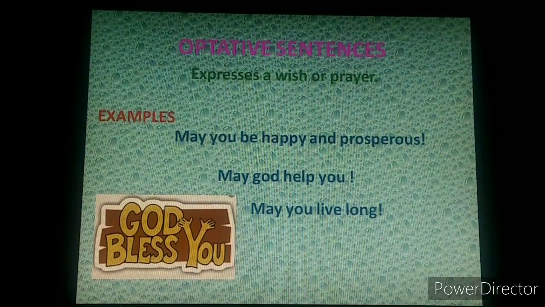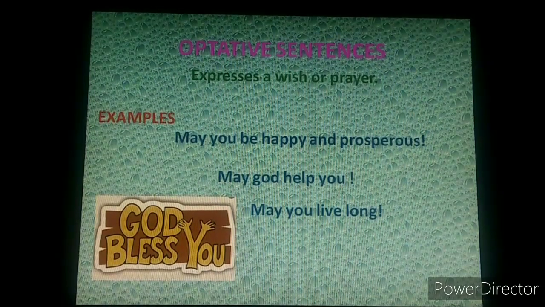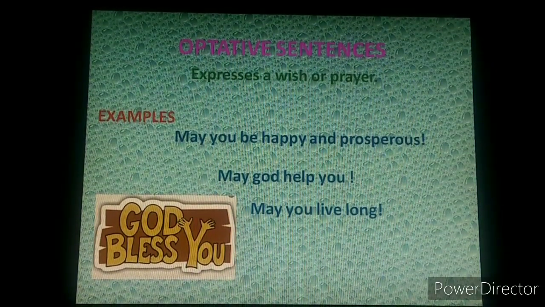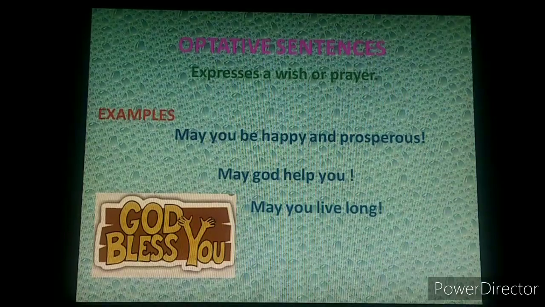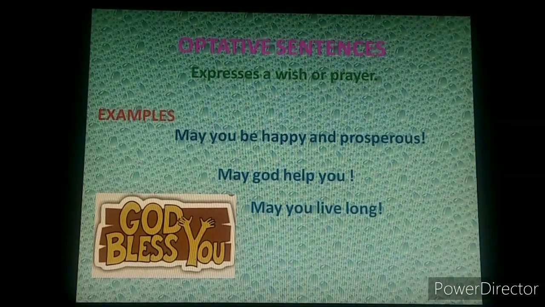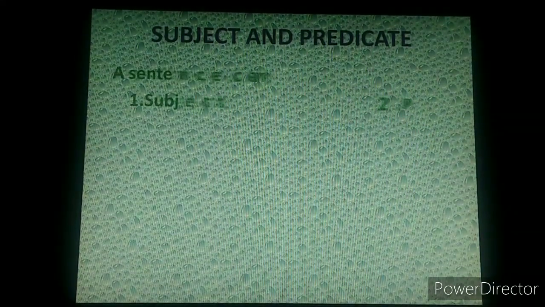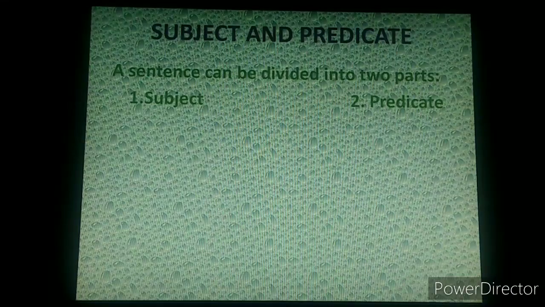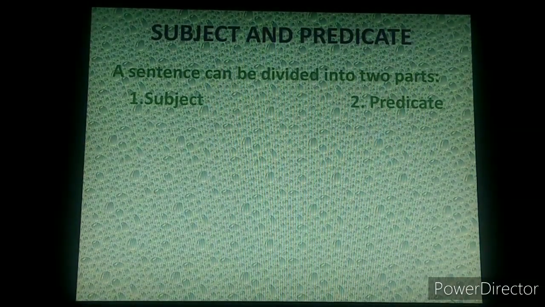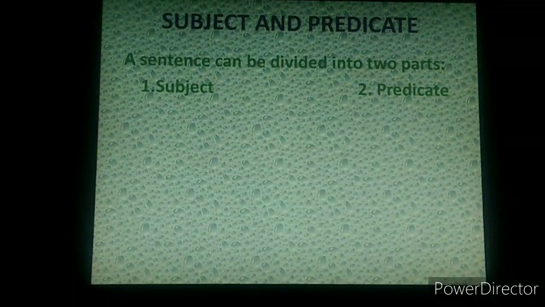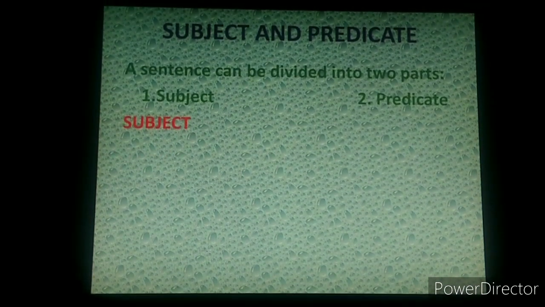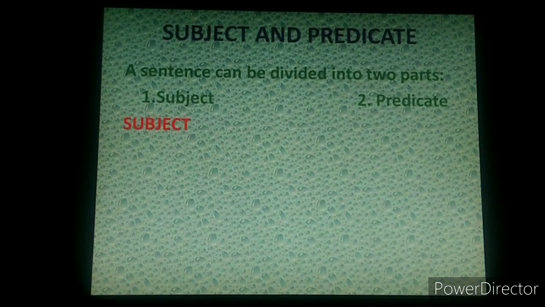So now we have studied the fifth one. So we have 5 types of sentences: declarative, interrogative, imperative, exclamatory and optative. Second part, a sentence. You understand what a sentence is. Now a sentence is divided into 2 parts. The first one is the subject and the other one is the predicate. Now what is subject and what is predicate?